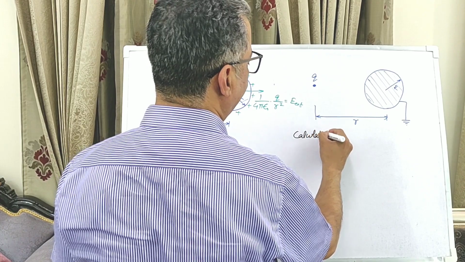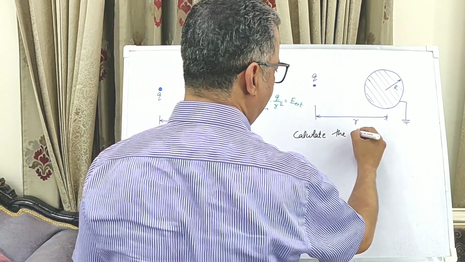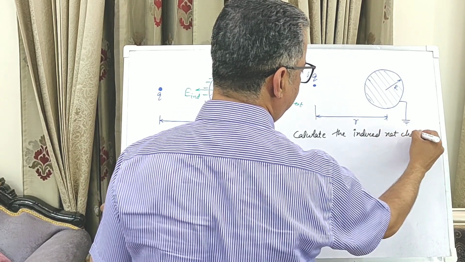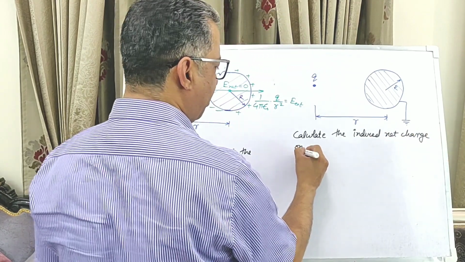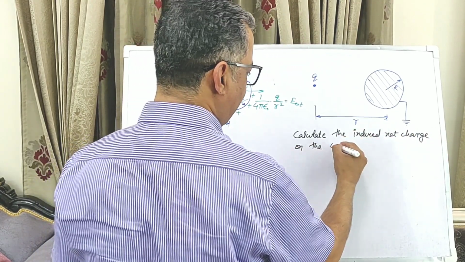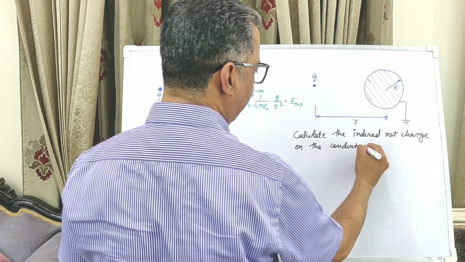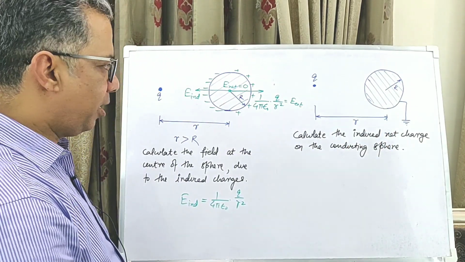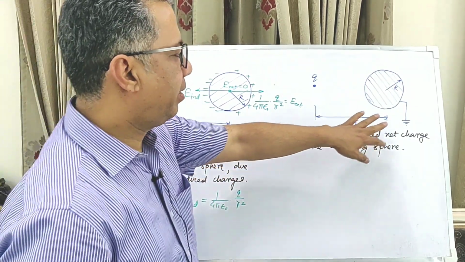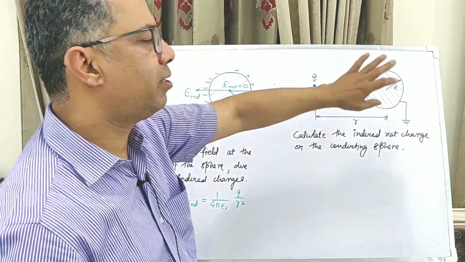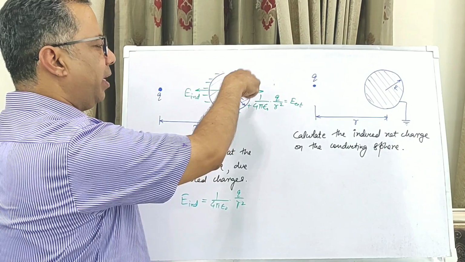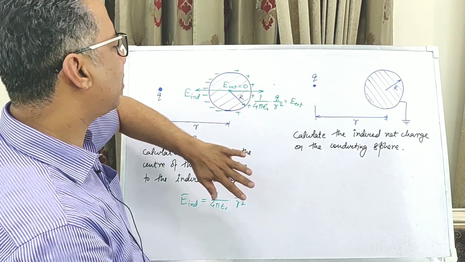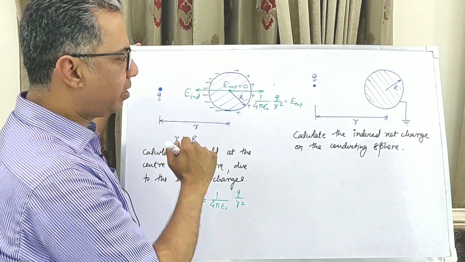calculate the induced net charge on the conducting sphere. That's the question I'm asking over here. Now, to calculate the net charge on the conductor, it's kind of interesting. Over here, if this conductor was initially uncharged, then it would remain uncharged because there is no path for net charge to arrive on this conductor here.